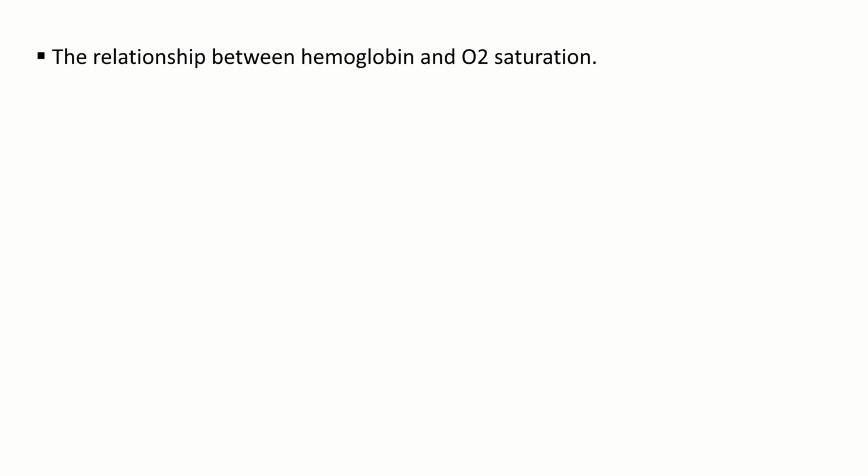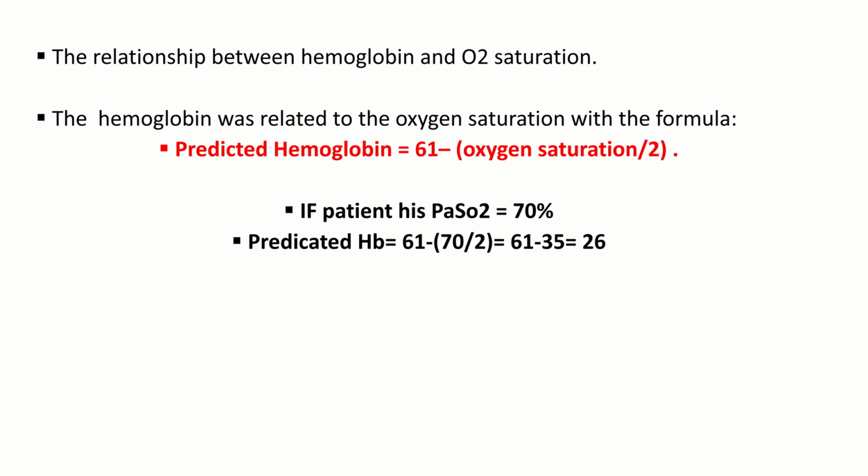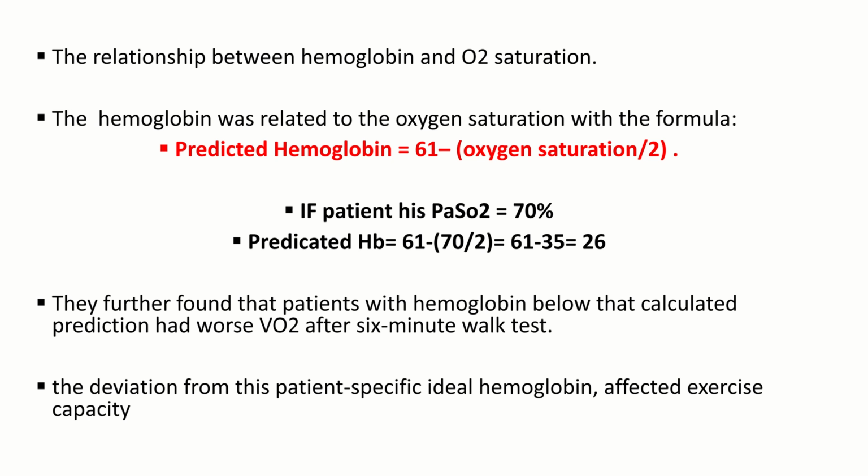So if we ask ourselves, what should the relation between hemoglobin and oxygen saturation be? The hemoglobin was related to the oxygen saturation in a formula that predicted hemoglobin equals 61 minus oxygen saturation divided by 2. If the patient has an oxygen saturation of 70, with this calculation, the predicted hemoglobin for this specific patient should be 26, not 10, not 11. So we should expect the patient to have a higher hemoglobin if they are cyanotic.